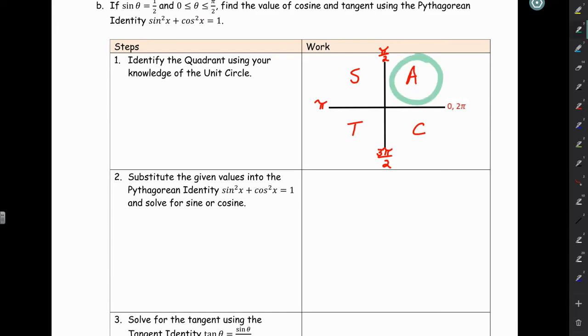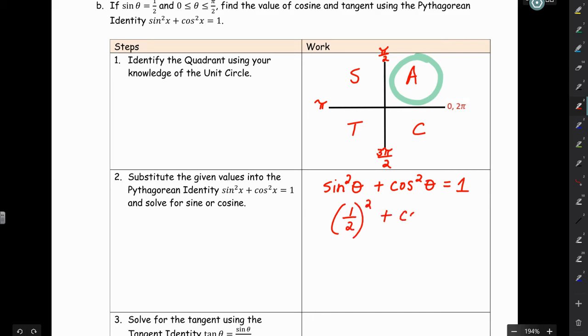Now in step 2, we're going to substitute the given values into our Pythagorean identity, and we're going to solve for either sine or cosine. So first we're going to write out the Pythagorean identity, sine squared plus cosine squared equals 1. We know that sine is a half, so we're substituting a half in. So 1/2 squared plus cosine squared equals 1. 1/2 squared is 1/4. Cosine squared theta is going to equal 1 minus a fourth, which is going to give us 3/4.